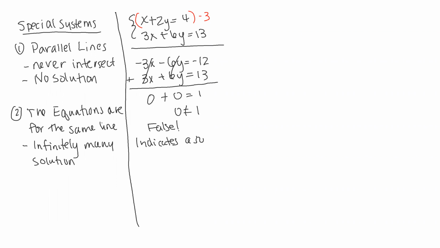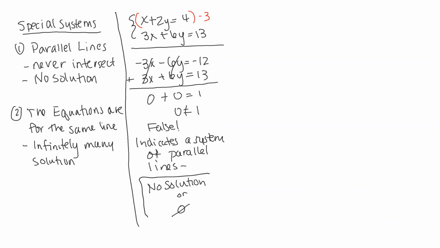This indicates a system of parallel lines, and there is no solution. So you can write out no solution, or you can write the 0 with the dash through it. Either one is fine by me. But just know at the end of the day, if the variables cancel when you're solving a system and you're left with a false statement, that tells you that there's no solution.